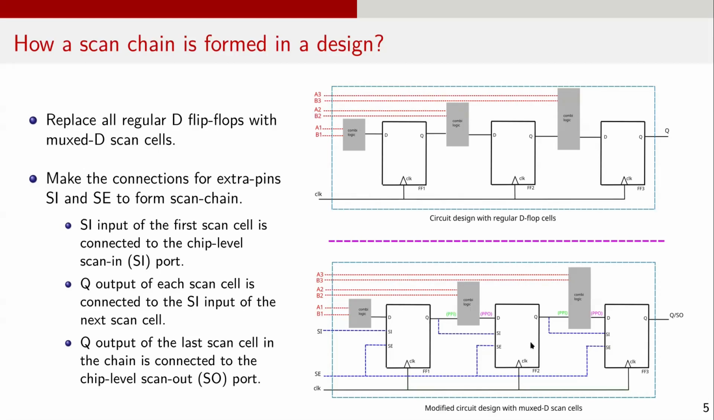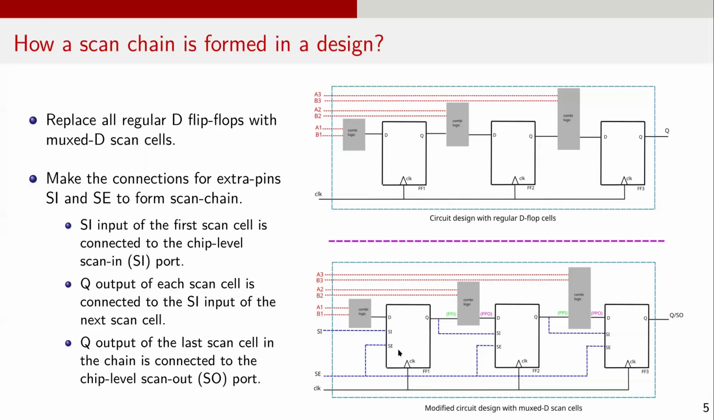After forming the scan chain, we see that there is a direct path from the scan input port SI to the scan output port SO through the scan cells 1, 2, and 3. This path behaves like a chain of shift registers. This shift register behavior is active when the scan enable input SE of the scan cells is set to 1.